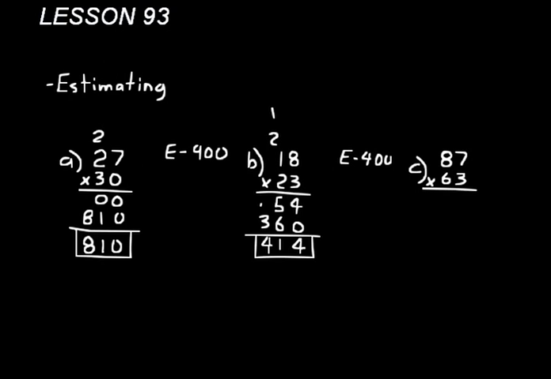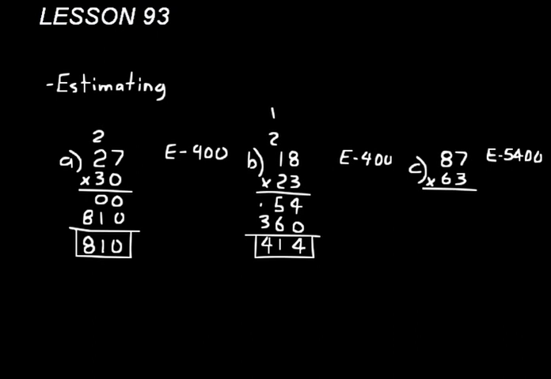So let's do one more, 87 times 63. Well, let's round 87 up to 90 and 63 down to 60. So we're doing 90 times 60. Well, think to yourself, 9 times 6 is 54, so 90 times 60 would be 5400. So let's just put E for estimate of 5400. Now the 87 we rounded up. The 63 we rounded down. So it's hard to say if our answer will be greater or less than 5400, but it should be close.